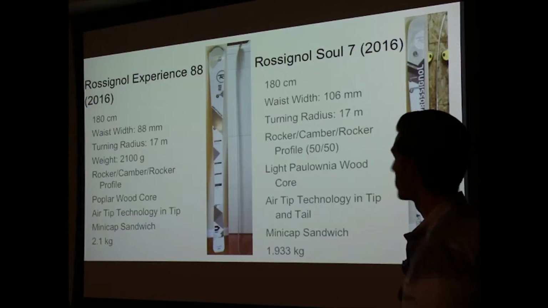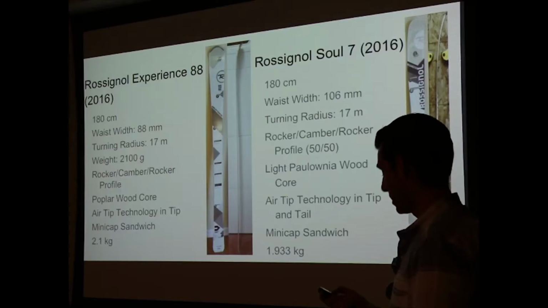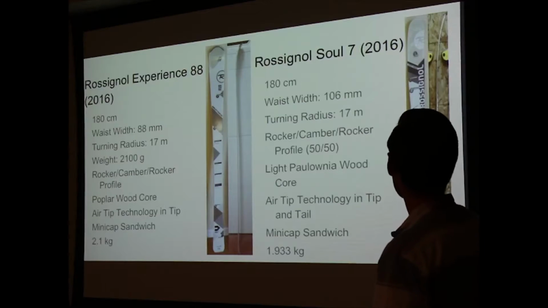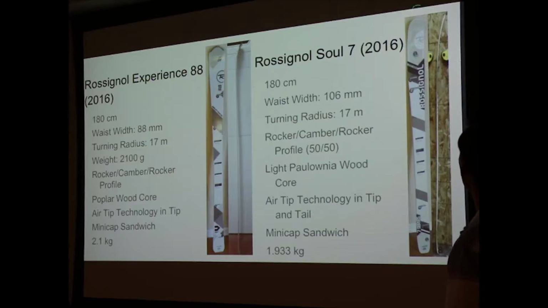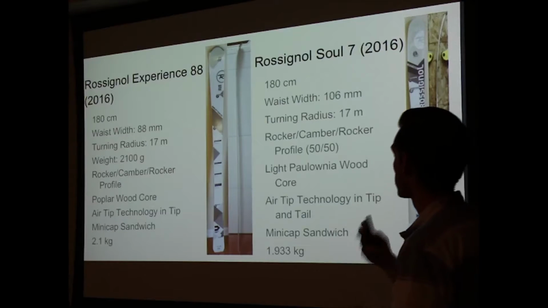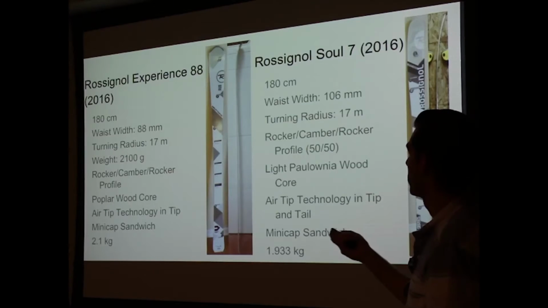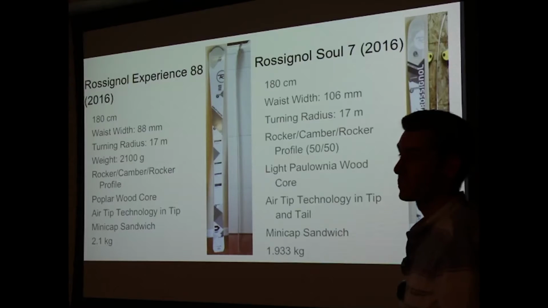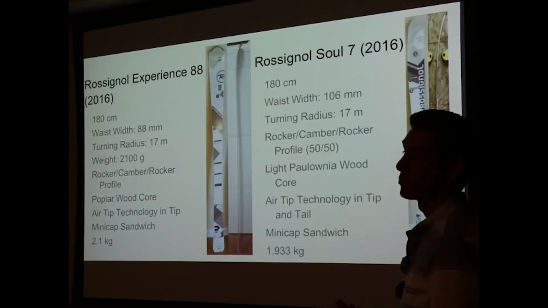Next I have a Rossignol powder ski. It's 106 millimeters underfoot, so just into the powder range. Also 180 centimeters tall. The main difference, besides the size, is that they also have the air tip in the tail. So they have the air tip in the toe and in the tail. And you can see in the tip up here, it's a lot bigger than over here. There's a lot less mass up there. And it's also important to note that the Sol 7 is a lot lighter. Not a lot, but it is lighter than the Experience 88, which already makes you think, since they are the same size, that it's going to have a lower moment of inertia.